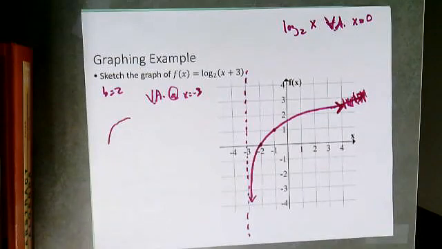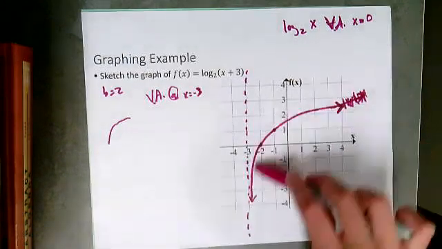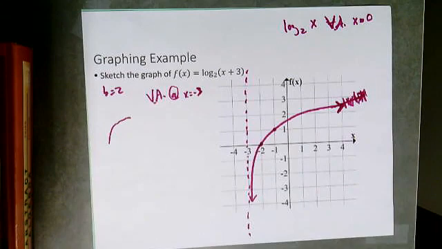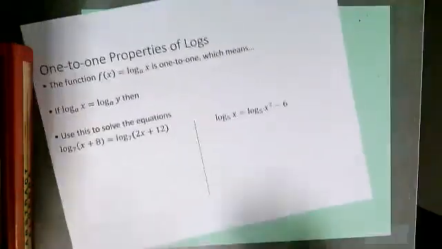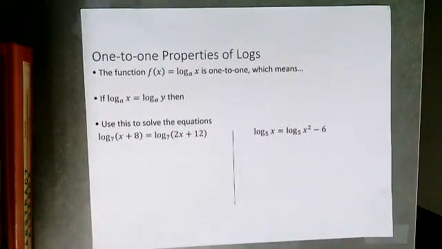When trying to graph a logarithmic function, you need to find out where its vertical asymptote is, and then find out where its x-intercept is, and try and find another point to find out where that bend really happens. So there's that. Let's move on to some one-to-one properties of logs.